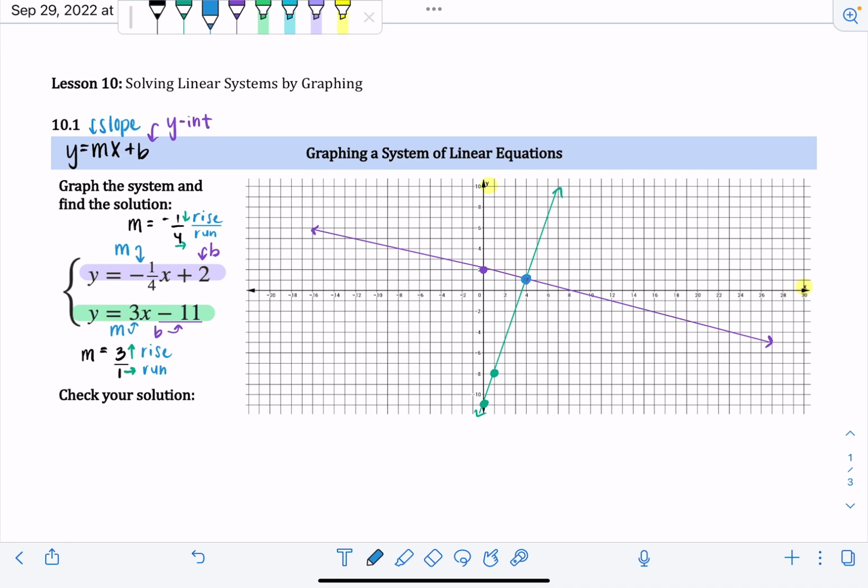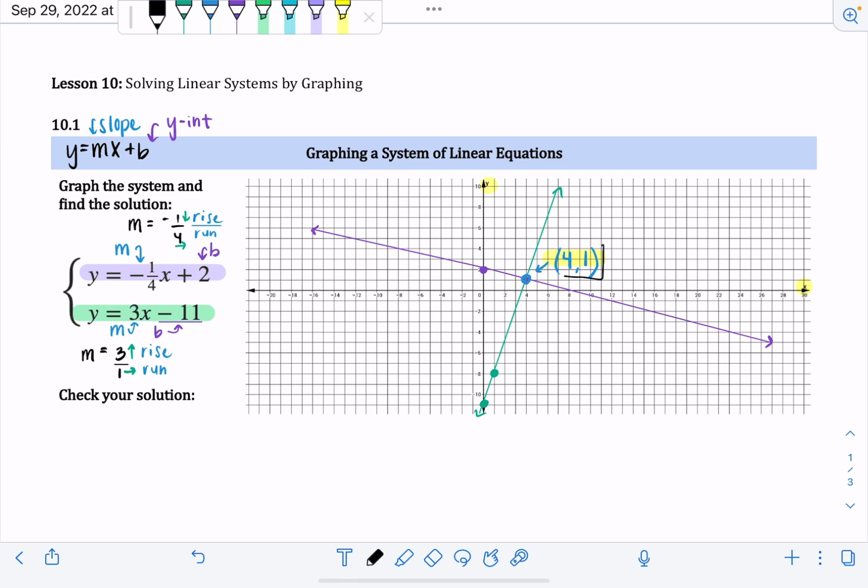So we're looking for our intersection point, which is right here, and that point is, I have to go to 4 on the x-axis, so the x-coordinate is 4, and then I go up 1 to get to that point. That's our solution to the system. So that's the answer that we would be looking for. So the solution to this system is (4, 1).